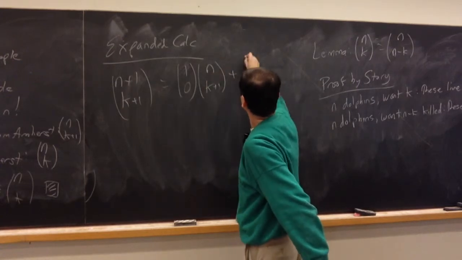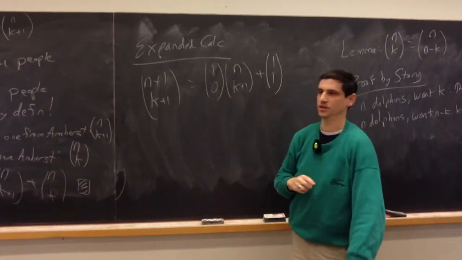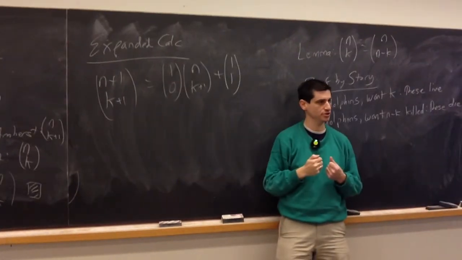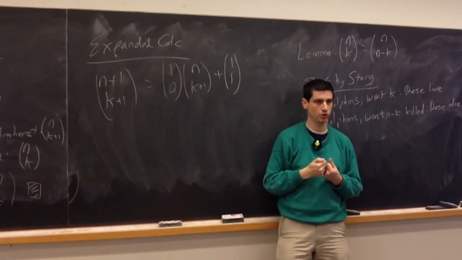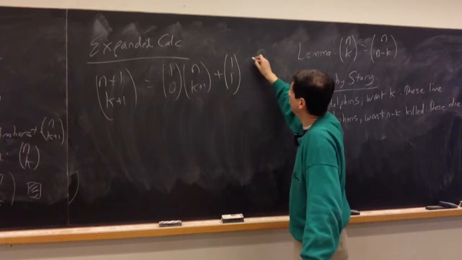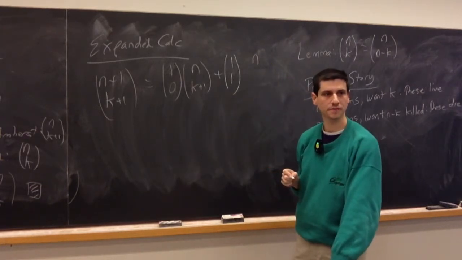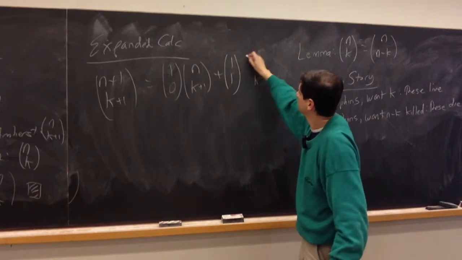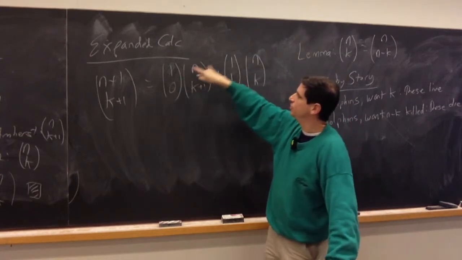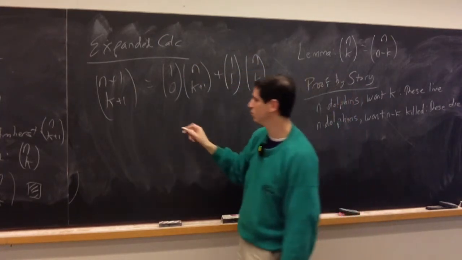Or I could take that Amherst student. Well, there's one Amherst person. I've got to take them. It's 1 choose 1. And now, of the remaining N Williams students, how many of them do I need? I need k. And if you notice, the tops sum to n plus 1.